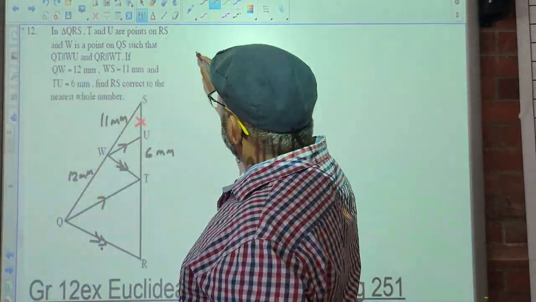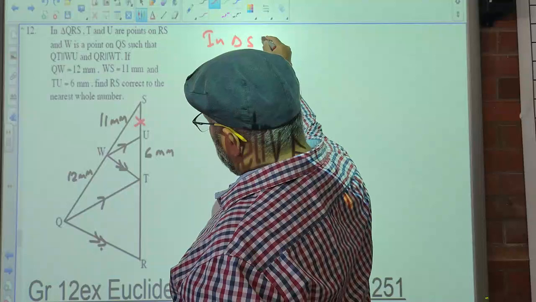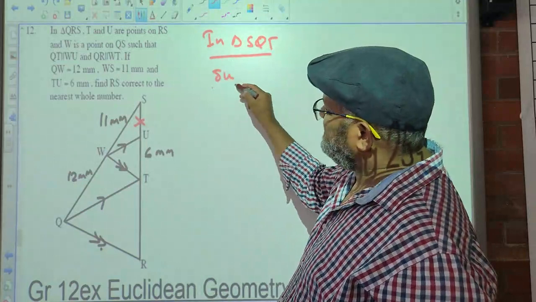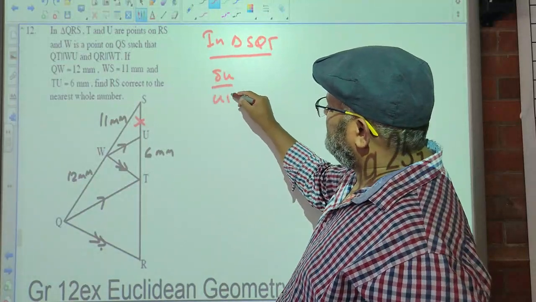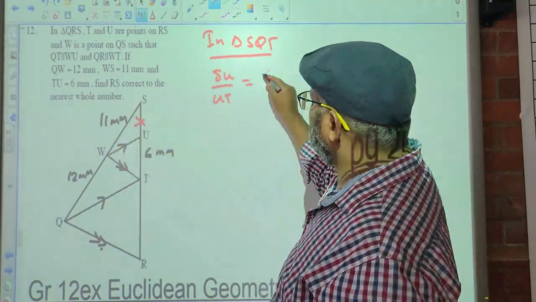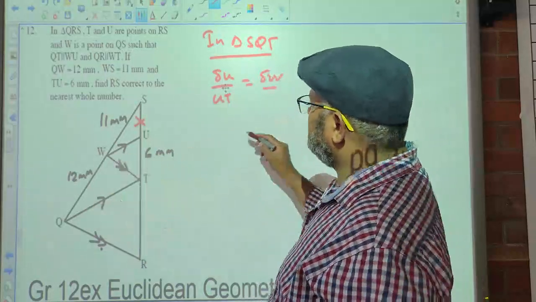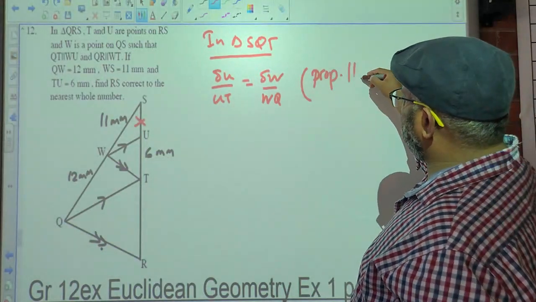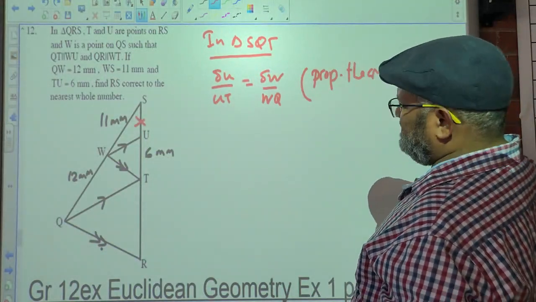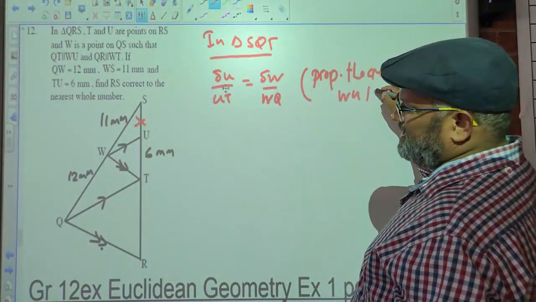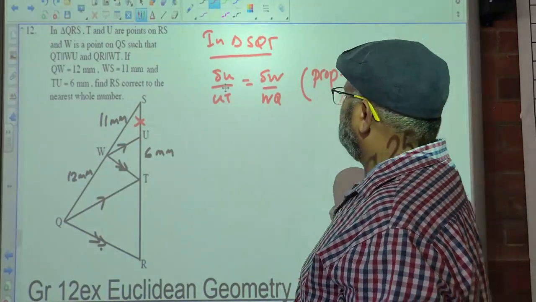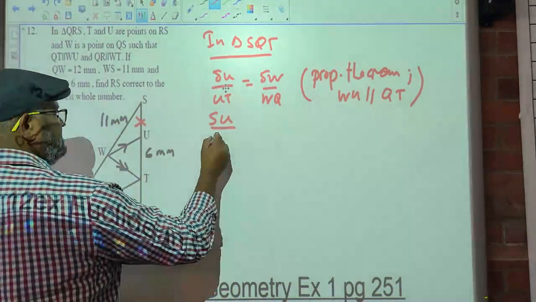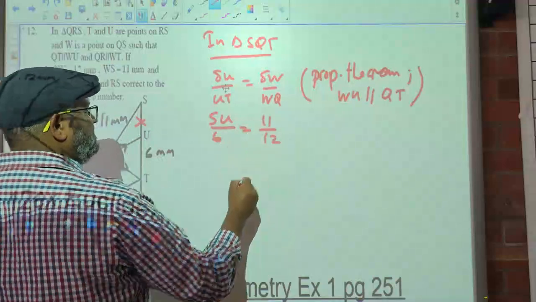Let's quickly look. So in triangle SQT, what can we say? SU over UT is equal to SW over WQ. Why? The proportionality theorem, with WU being parallel to QT. So we get SU over 6 is equal to 11 over 12.